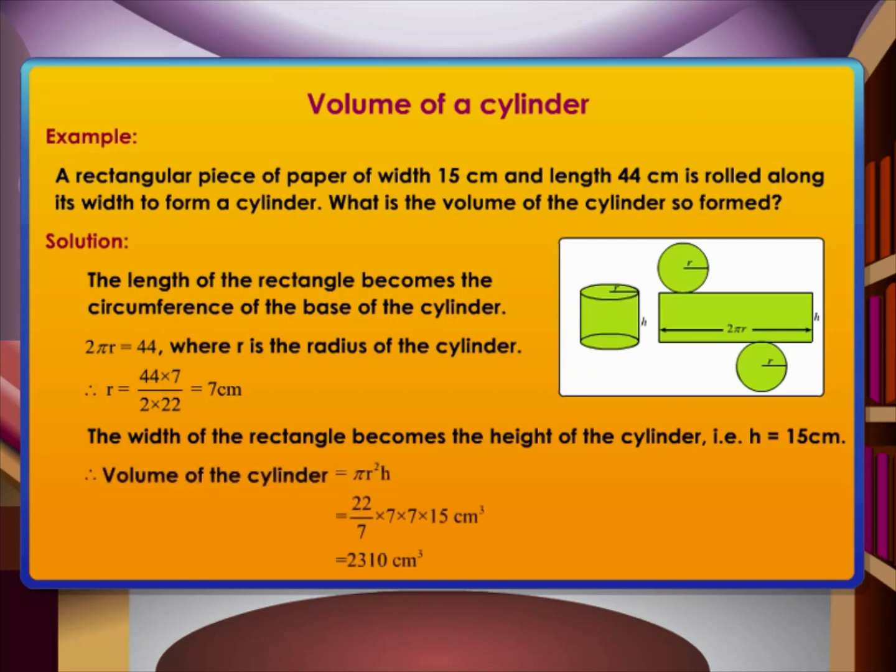Therefore, volume of the cylinder is equal to pi r square h. Substitute the values of pi, r and h, and we get the volume of the cylinder is equal to 2,310 cubic centimeters.